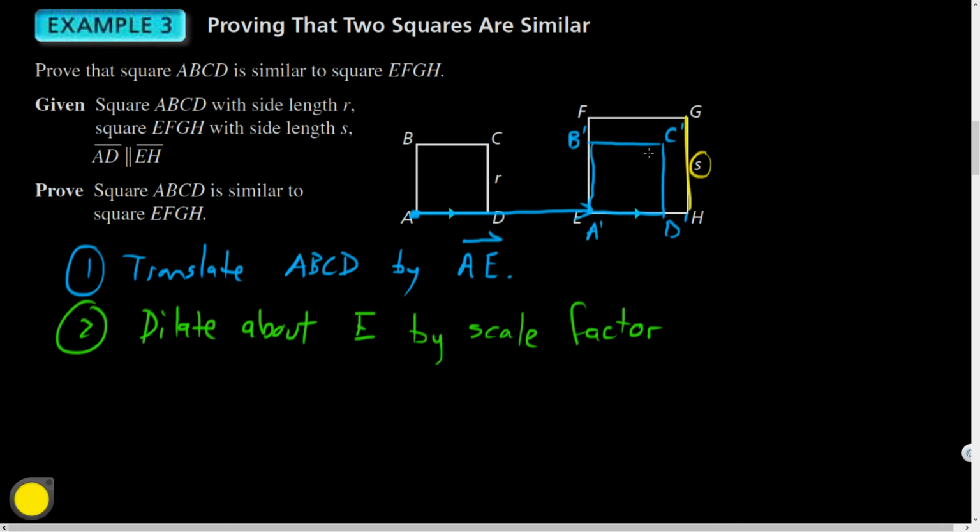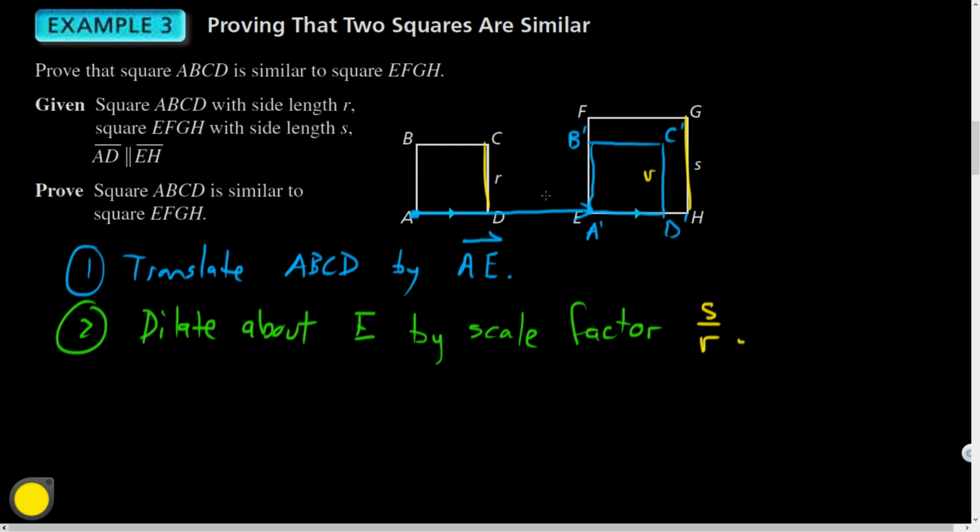How could I figure out the scale factor? Well, check out this. Here's S and here's R. This is R as well. I want to make S over R. Yeah, perfect. Right? The new to the old.